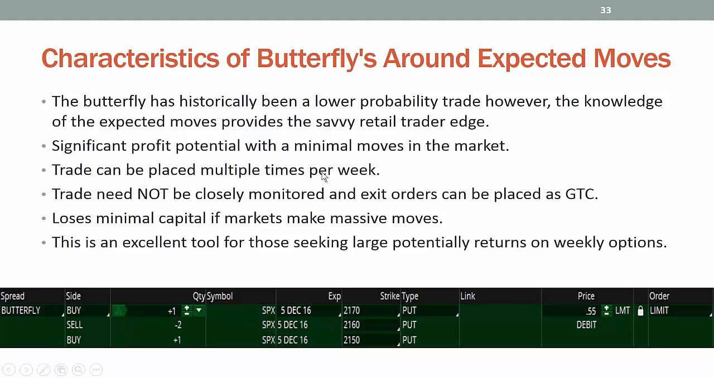The trade can be placed multiple times per week. You need not closely monitor these orders. You can actually exit with what's called GTC, which is good till canceled, okay? The trade loses minimal capital if the markets make massive moves. We are going to go out there and we're going to buy the butterfly for a very small debit. You're not going to get cute.